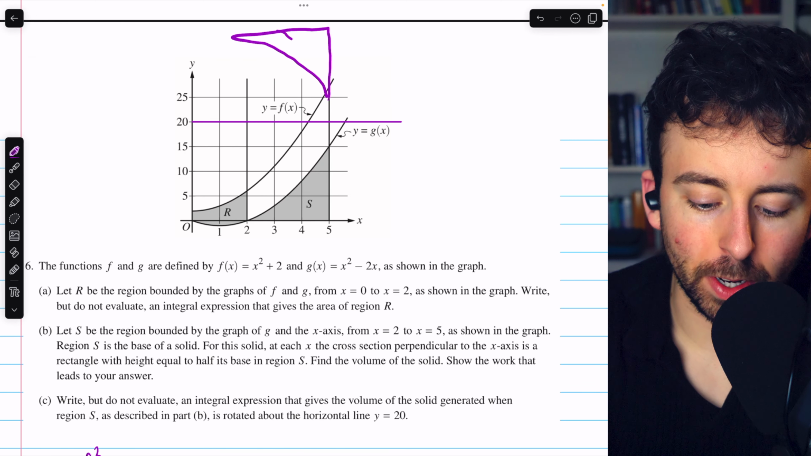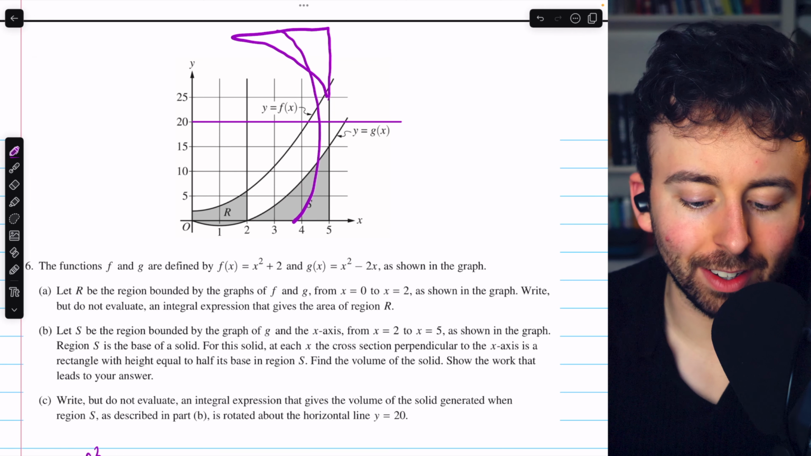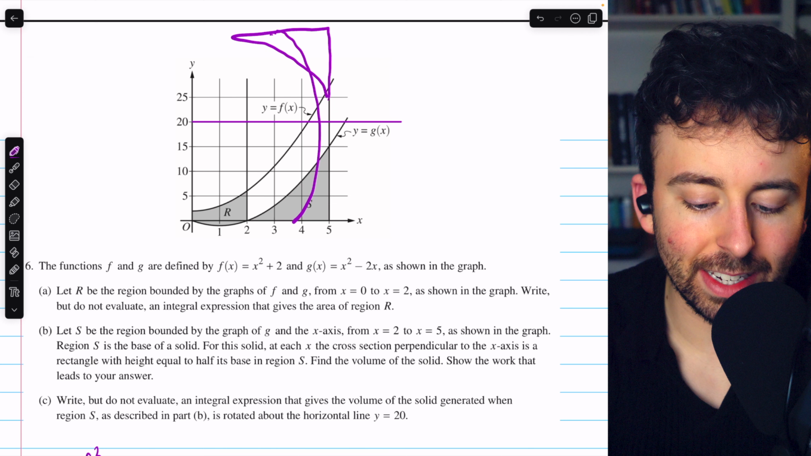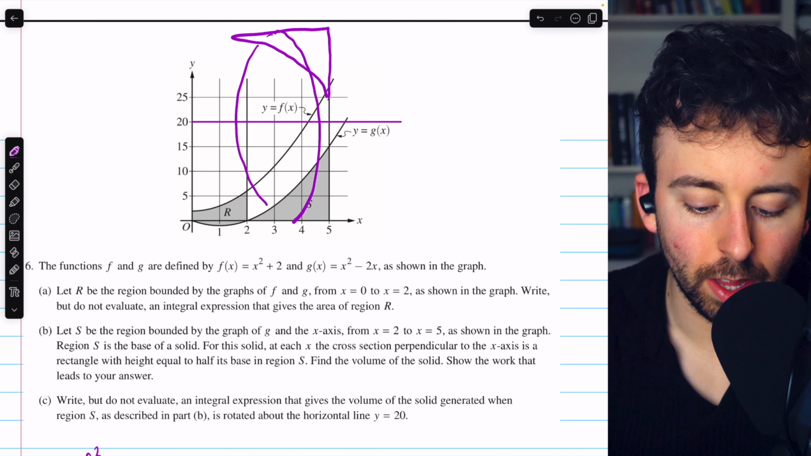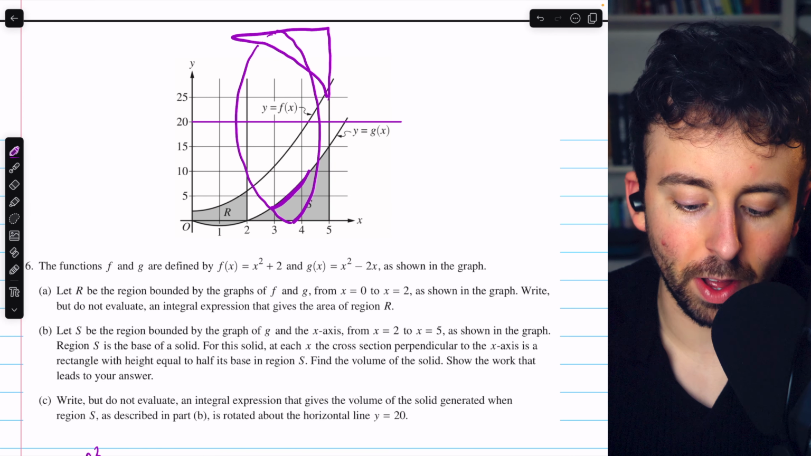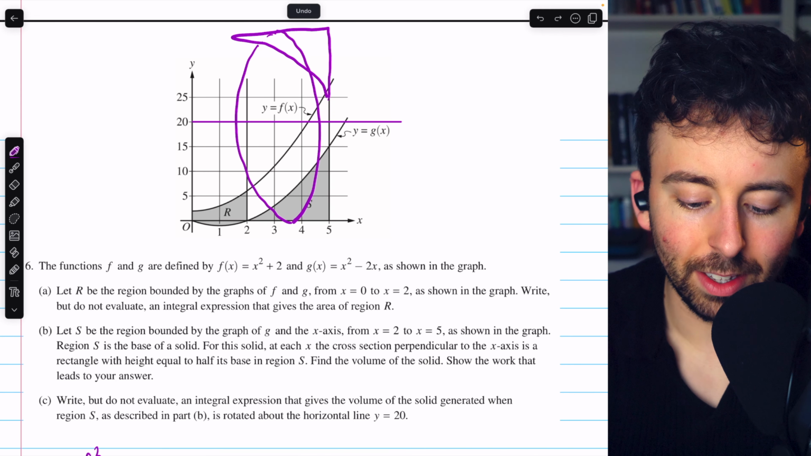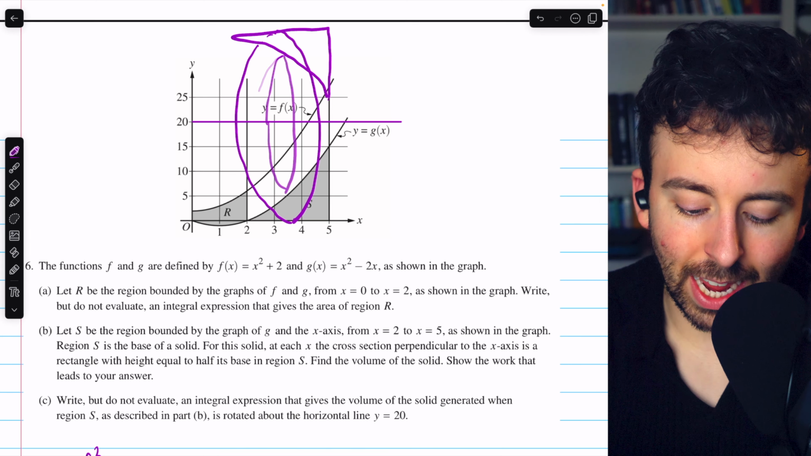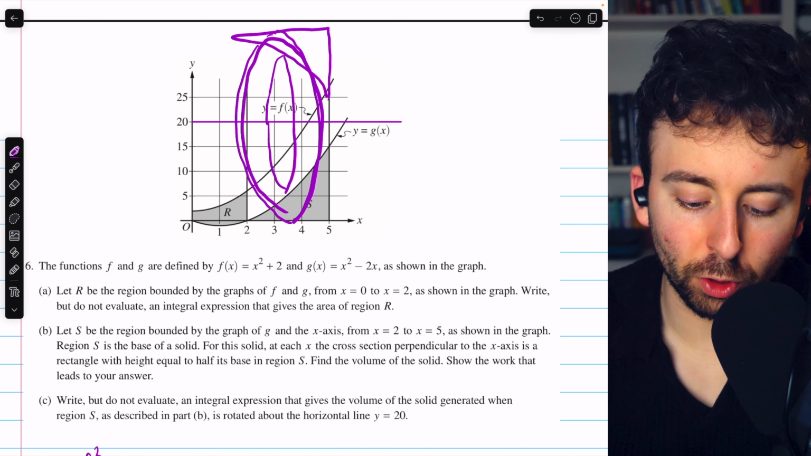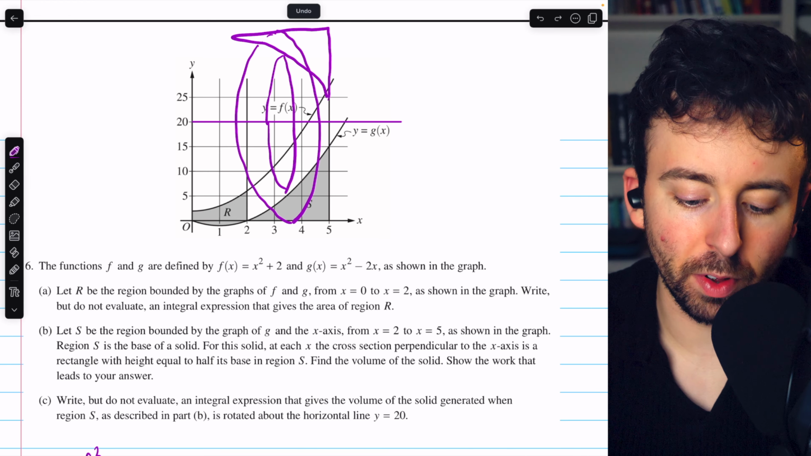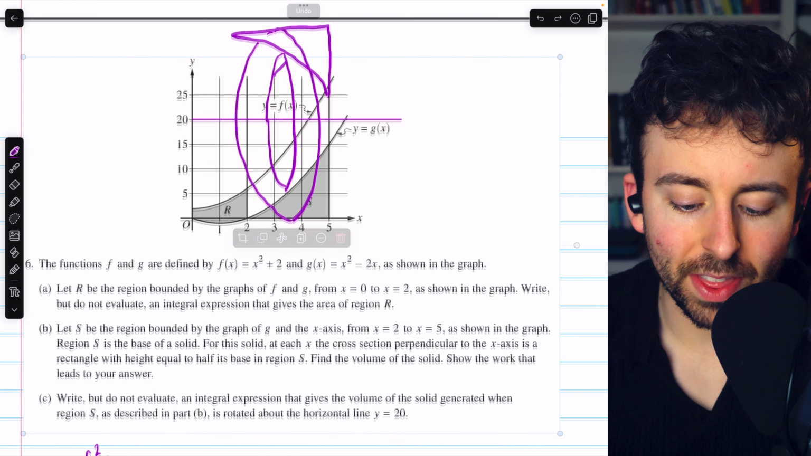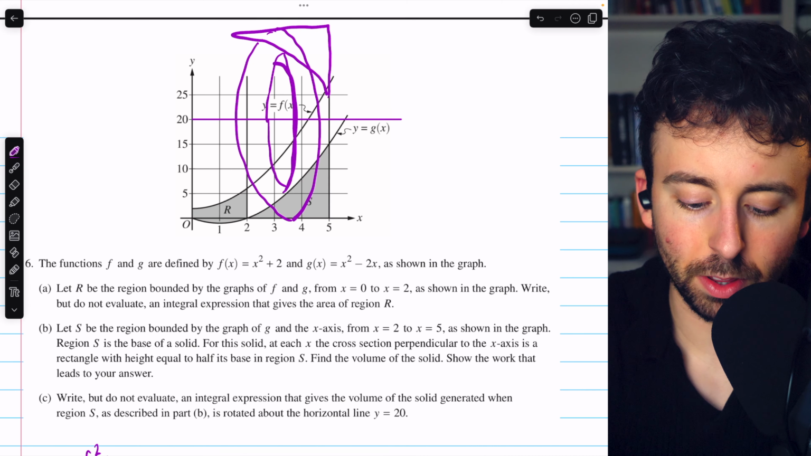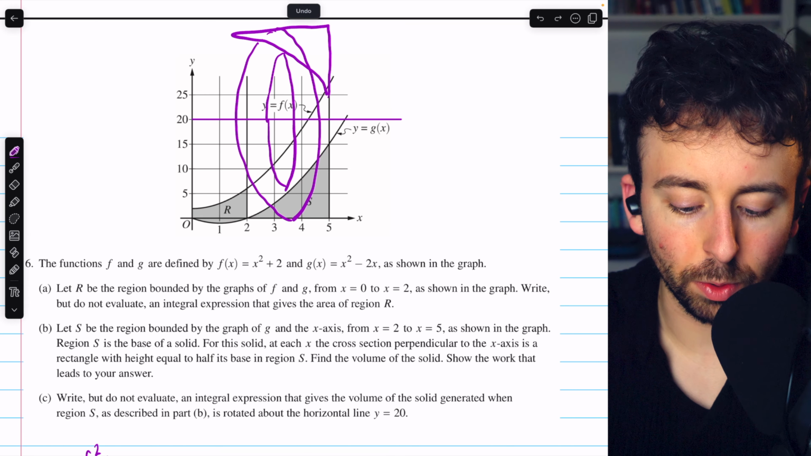They'd have exteriors traced out by the x-axis revolving about the horizontal line. But then the interior would be cut out by this guy revolving about the horizontal line. So we would have a circular cross-section that looks something like this. Again, the outer part of the washer is traced out by the x-axis revolving about the horizontal line, but then the inner part is carved out by this curve revolving about the horizontal line at y equals 20.